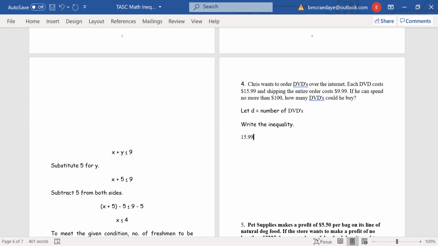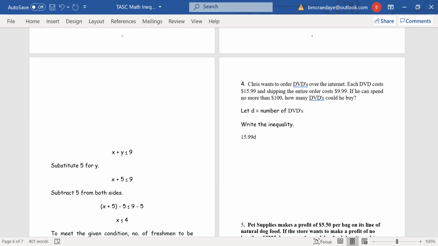What would it be multiplied by, Vanessa? By $9.99? No. By $100? No, 15.99 is the cost for each one. Each DVD costs 15.99, and D is the number of DVDs. So 15.99 would be multiplied by D. Yes, because each DVD costs 15.99.